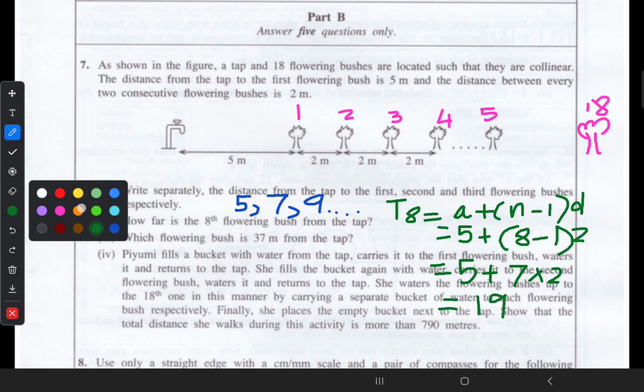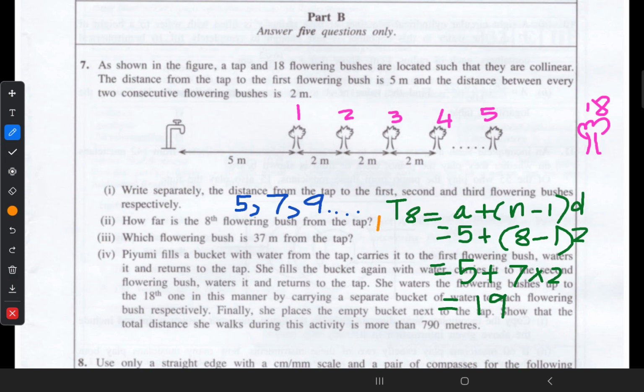That means for the second question, how far is the 8th flowering bush from the tap? It is 19 meters away from the tap. Which flowering bush is 37 meters from the tap? 37 meters, that means Tn is given. Tn is 37 meters. We have to find which flowering bush, the number of the flowering bush which is situated 37 meters apart.